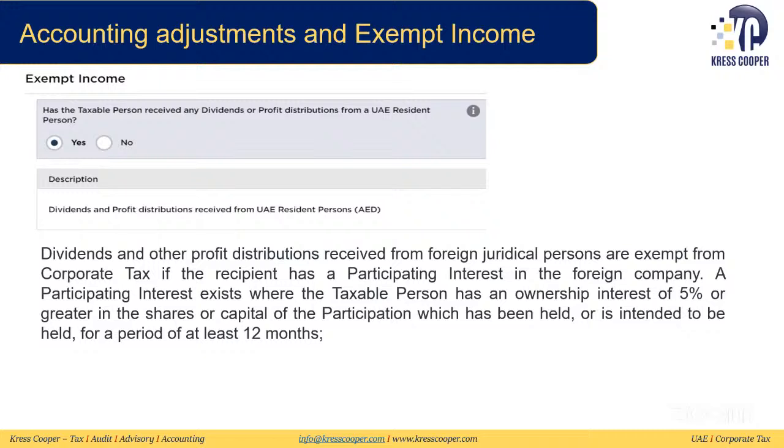and you have to put in that amount so it can be excluded. If you have received dividend or other profit distribution from a foreign juridical person, then they are also exempt, but certain conditions need to be met for participation interest. For example, the ownership should be at least 5%, or the shares should be held, or at least intended to be held, for a period of 12 months under certain conditions.